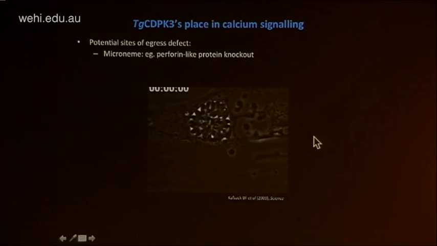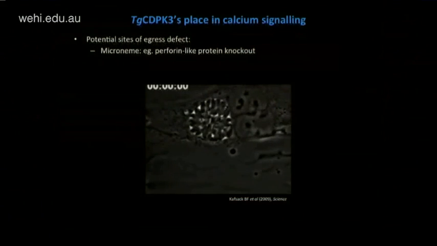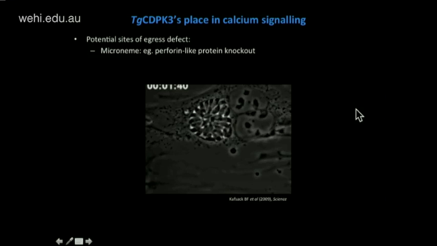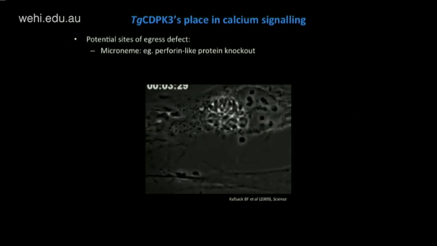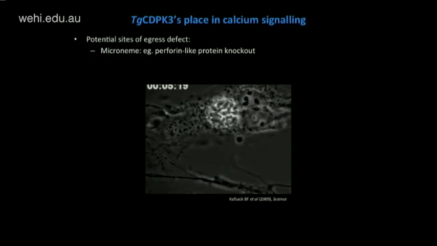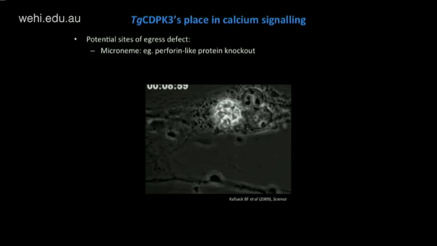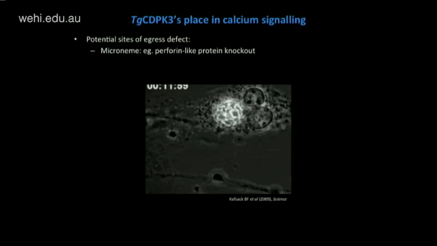So this is an example of a parasite which can be thought of as having defective microneme secretion. This is a parasite which has had the perforin-like protein, which is secreted from the micronemes, knocked out. And what you see in these parasites, when you perform the same egress assay, is that the parasites aren't able to lyse the parasitophorous vacuole, but they do activate motility. So they stay trapped within the parasitophorous vacuole and just spin like they're in a tumble dryer, just going round and round and round.